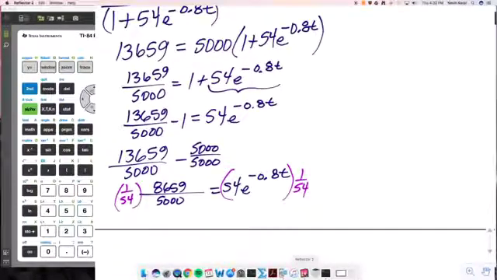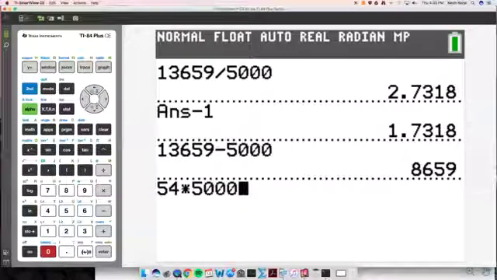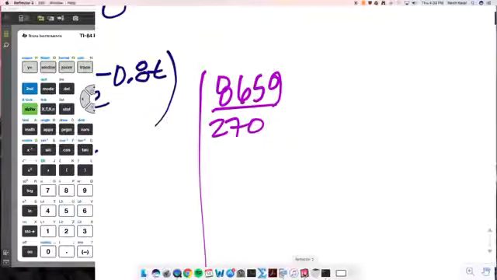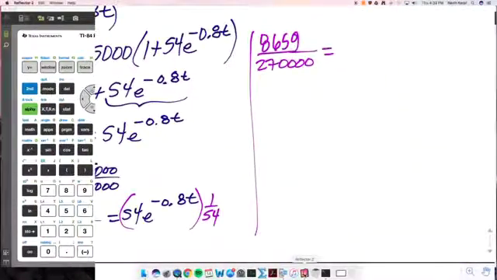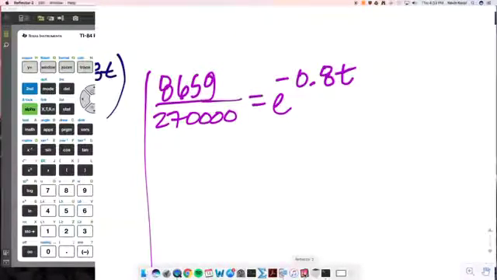So now I'm going to come up to this next column. I'm going to multiply straight across on the left. So I still have 8,659, and then 54 times 5,000. That's what calculators are for. 54 times 5 grand gives you 270,000. So make sure you count your zeros. There should be 4 of them. And that equals over here the 54 and the 1/54th divide out. So that's just equal to e to the negative 0.8t.